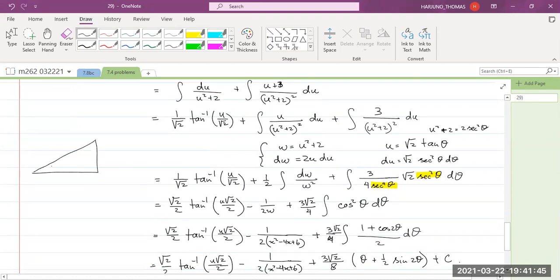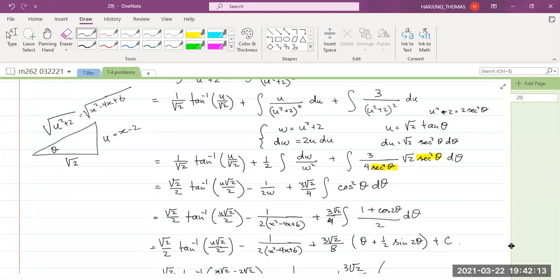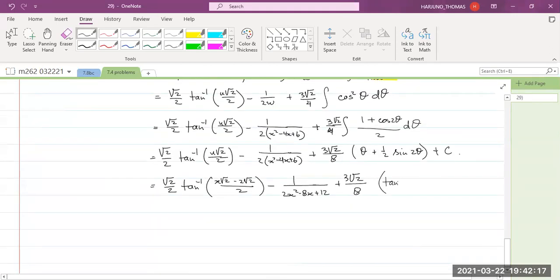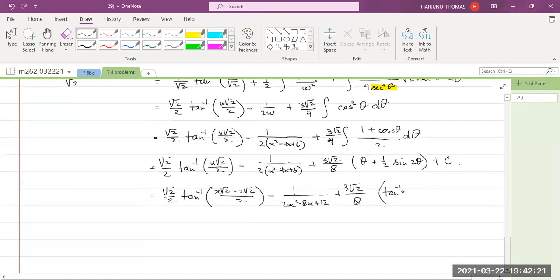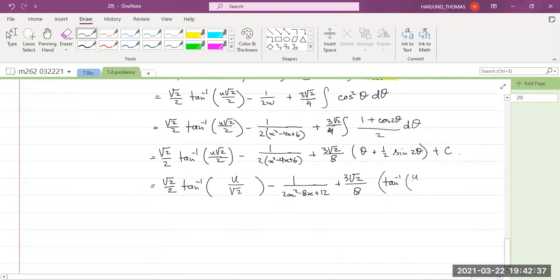So tangent theta is u over radical 2. So the hypotenuse is square root of u squared plus 2. In terms of x, this will be x squared minus 4x plus 6. This is x minus 2. So theta will be tangent inverse of, you know what, let me just leave this as u over radical 2. That's tangent inverse of u over radical 2 plus sine theta cosine theta.